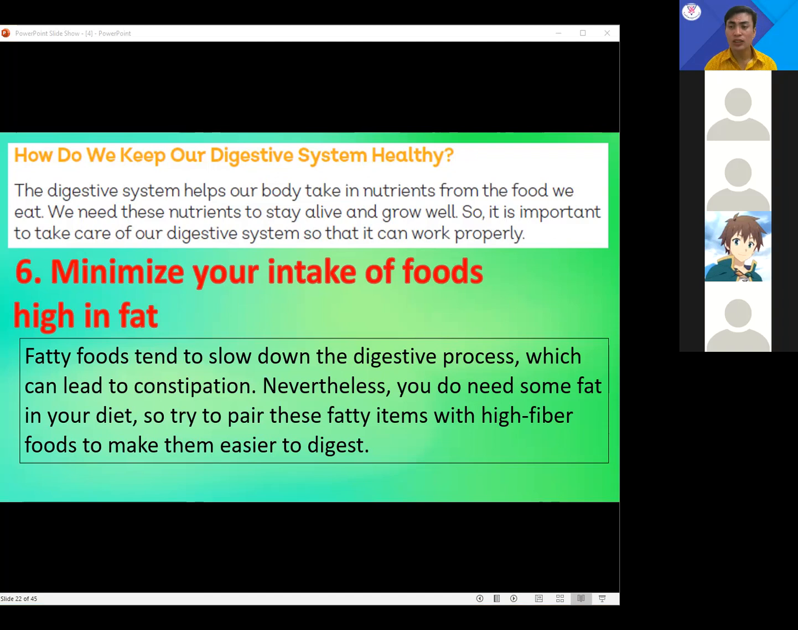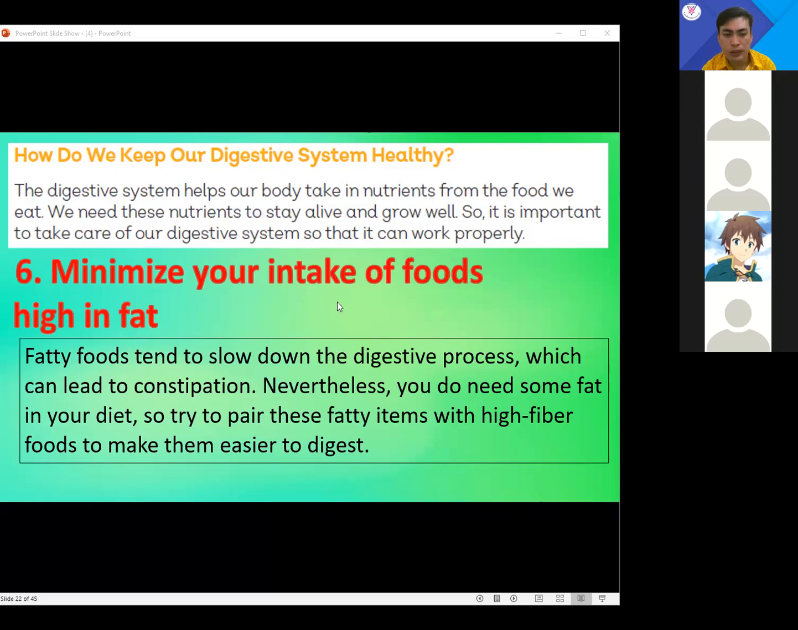You say, Teacher Edward, I really want to eat foods that are rich in fat. So what should I do so that I will not have constipation? You balance it with foods that are rich in fiber. If you eat a lot of fatty foods, you eat a lot of foods that are rich in fiber so that there will be no constipation. But if you can eat a lot of fruits and vegetables and not eat fatty foods, then better. Okay?